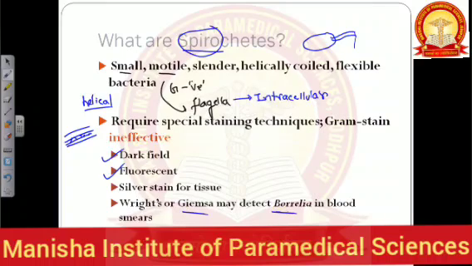Now here Borrelia is a type of spirochete. We'll be talking about it later. In the case of Borrelia, we need to use GMSA staining, but we shouldn't use simple gram staining to look at them.